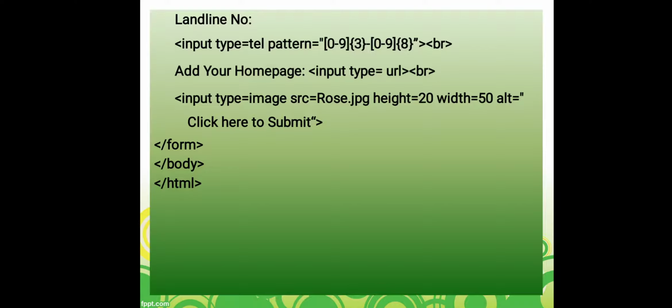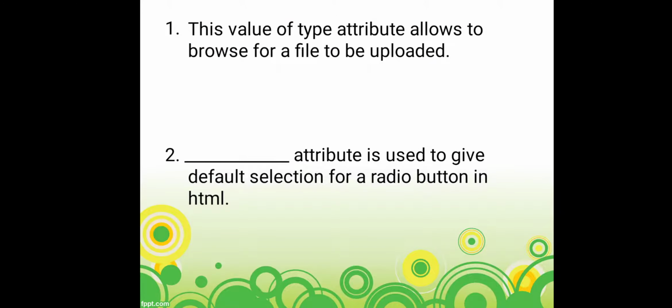That was our test. Many students told me that whatever answer we have given is correct, but still we did not score the marks. So we'll see what was the mistake done by you, right? I have got all your questions answered, and we'll see what all mistakes you have done. So now, what was the first question of the test? This value of type attribute allows to browse for a file to be uploaded. So let me see what all answers we have got.